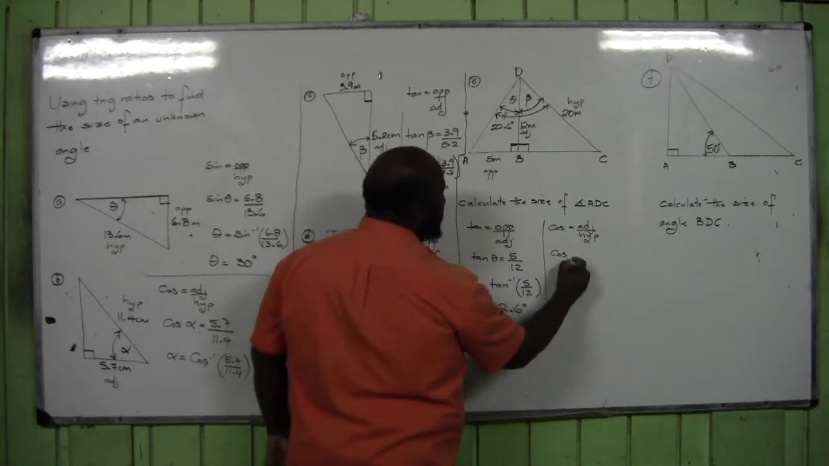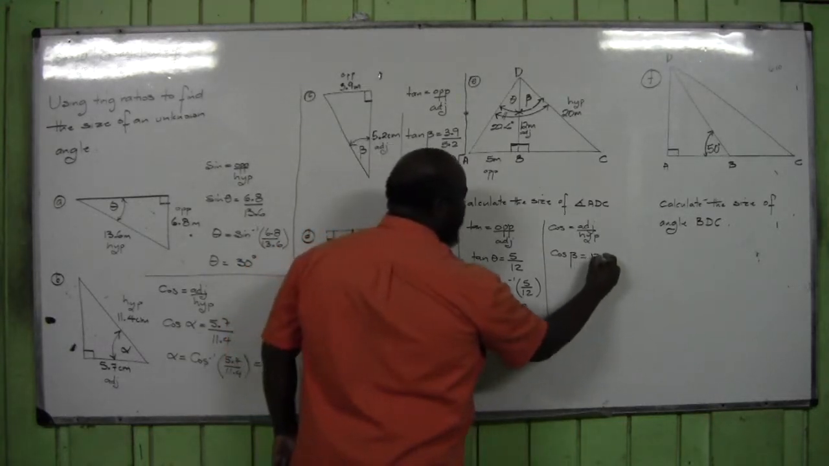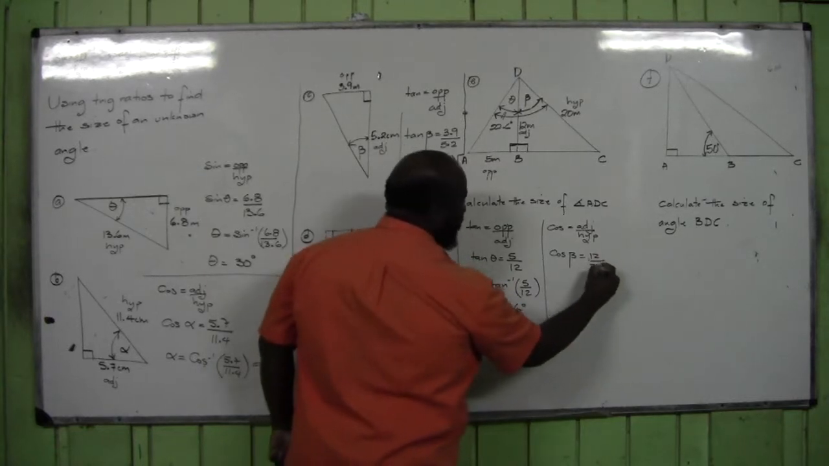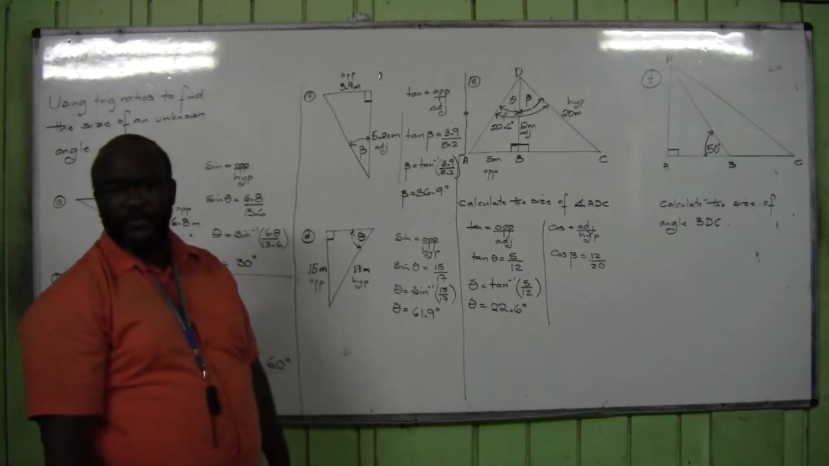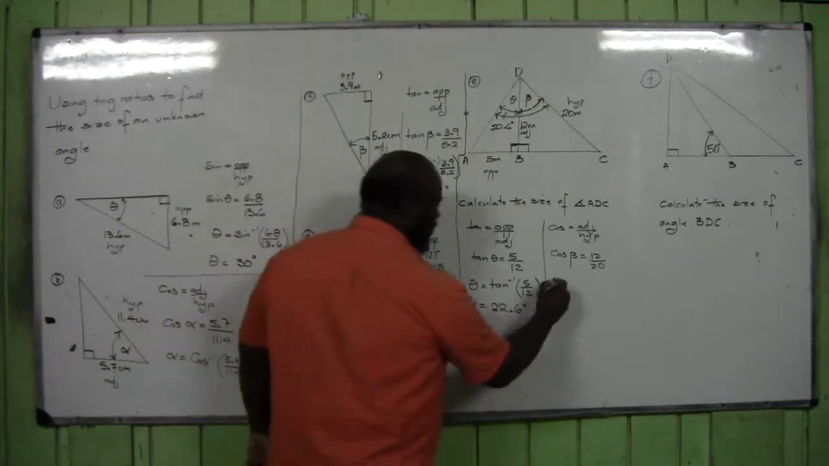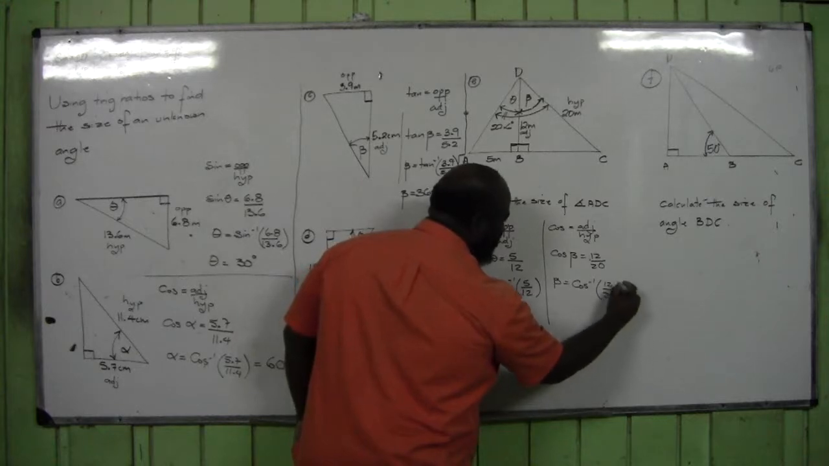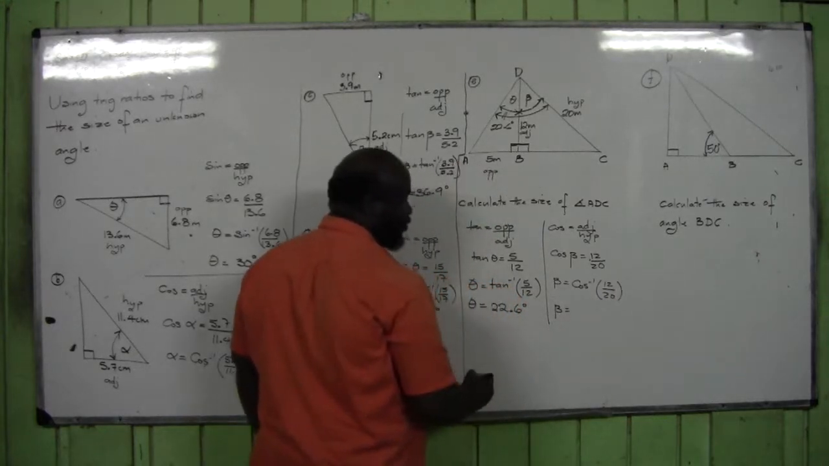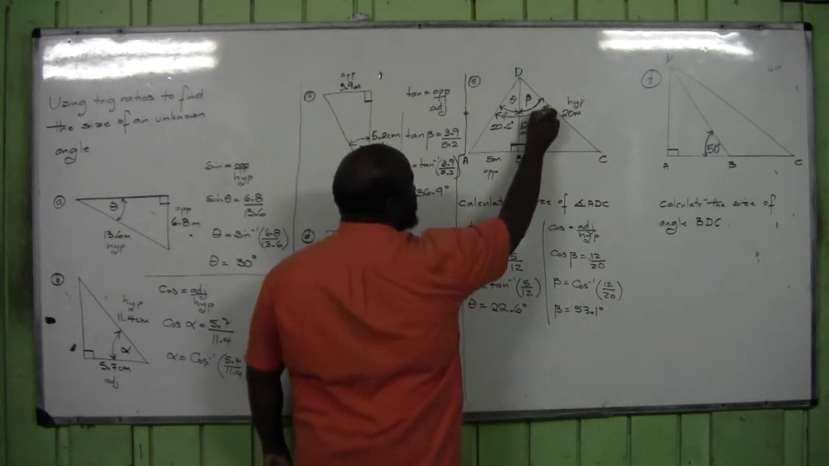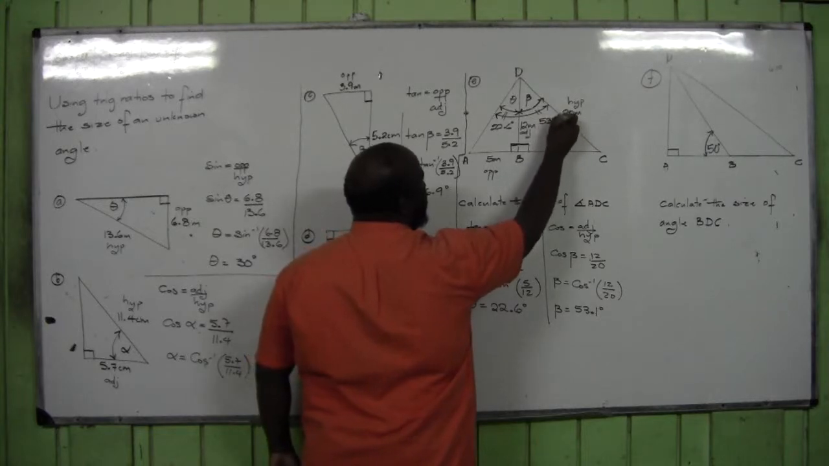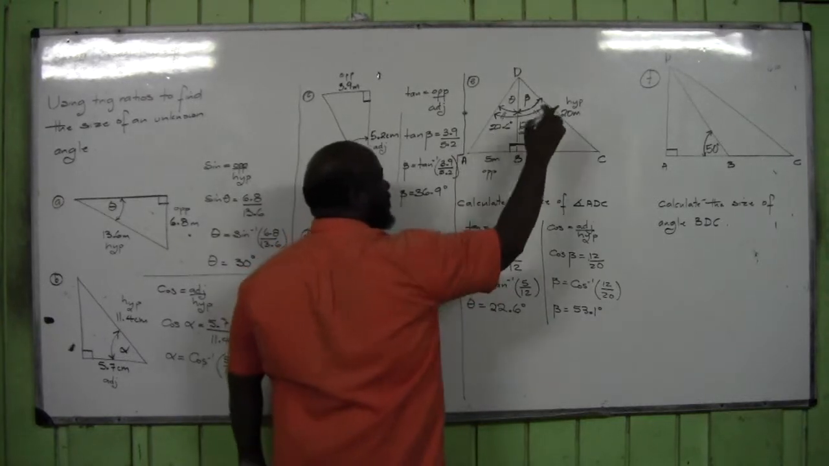Then the cosine of beta is equal to adjacent, which is 12, over hypotenuse, which is 20. If I know the cosine of an angle, to find the angle I must use cosine inverse. Beta is cosine inverse 12 over 20. Beta is equal to 53.1 degrees. But the entire thing is this piece plus this piece.